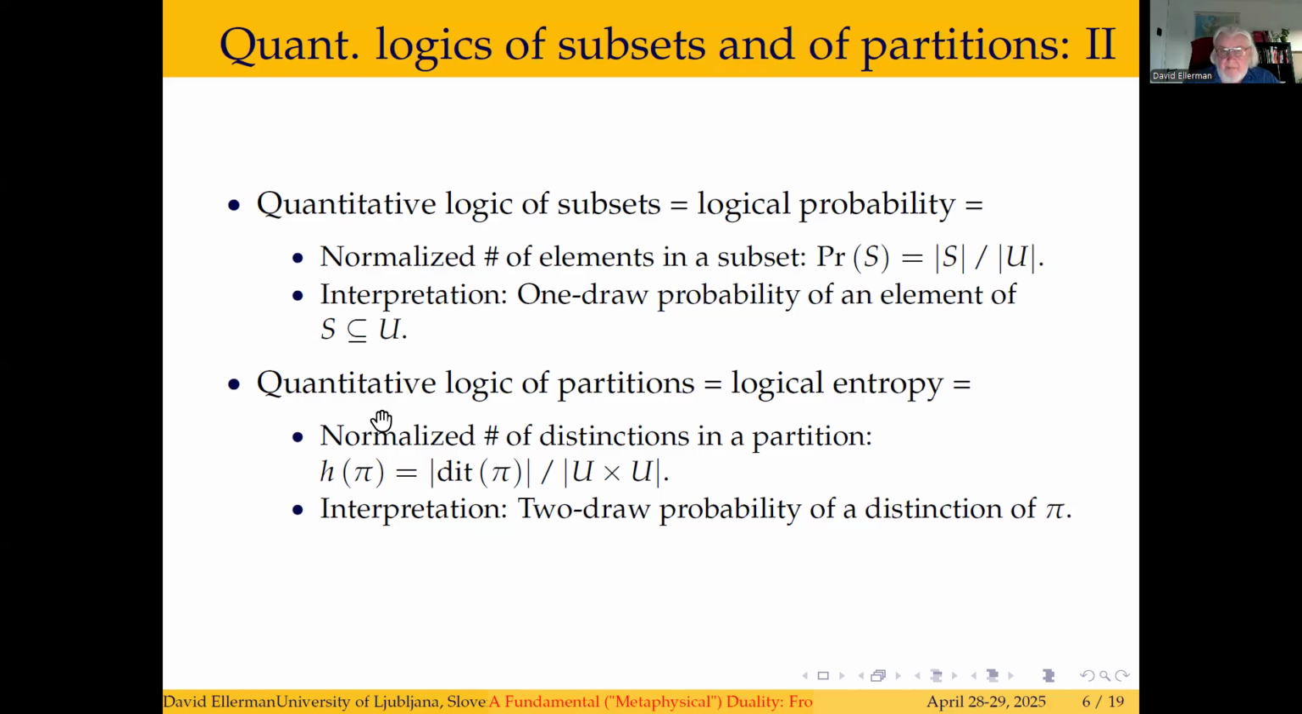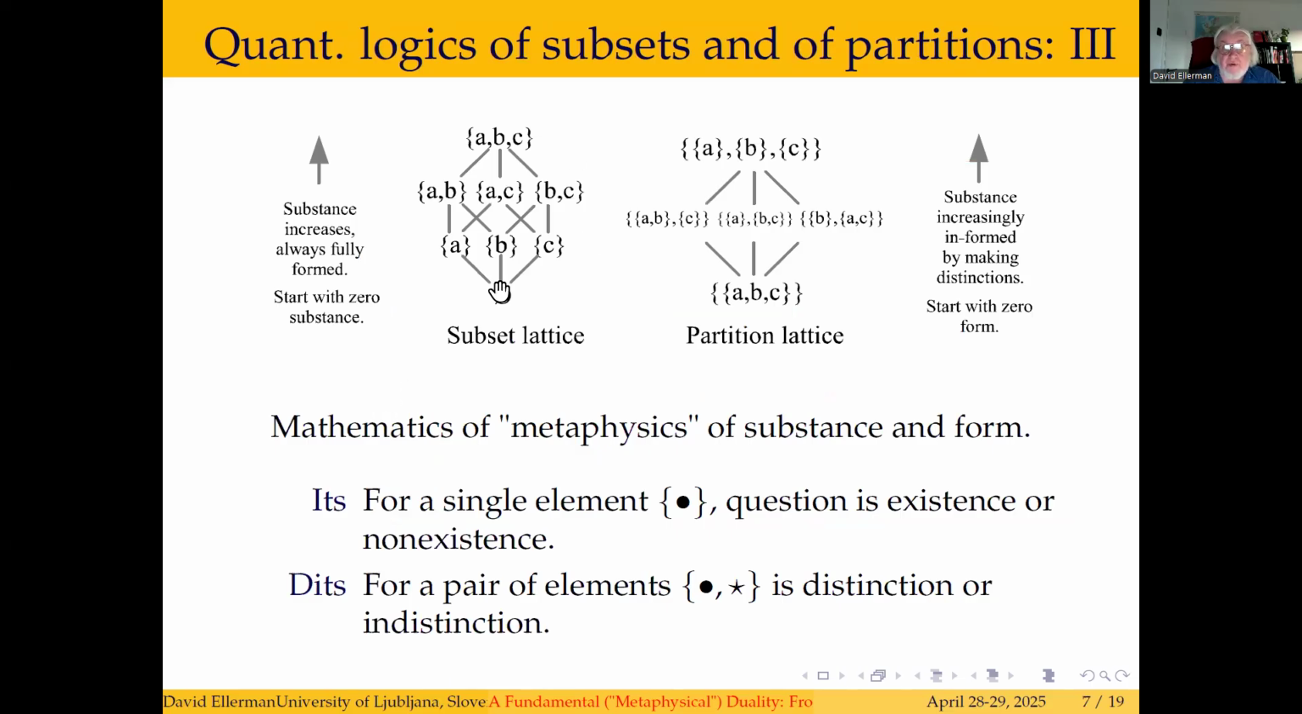So here are your two lattices for a universe set of 3 elements, A, B, C. The subset lattice has the empty set at the bottom, the universal set at the top. And if you think in terms of your classical Greek notions of substance and form, then you start with zero substance, and then if you move up, you have a creation of these elements here. So it's like creation ex nihilo. But everything is fully formed. You see A, B, and C are all perfectly well distinguished. There's no becoming of them once they come into existence. So substance is always fully formed.